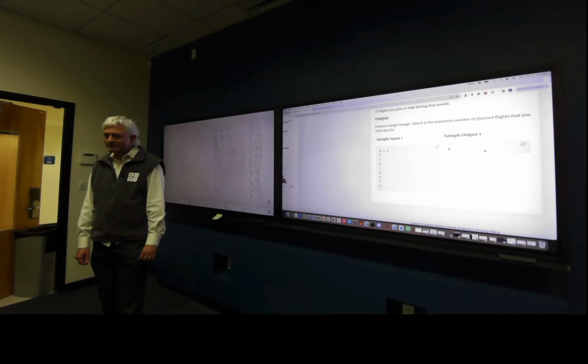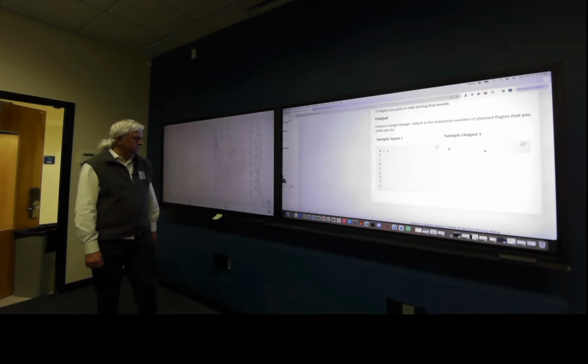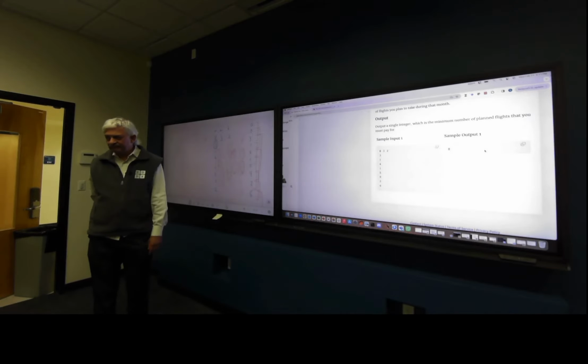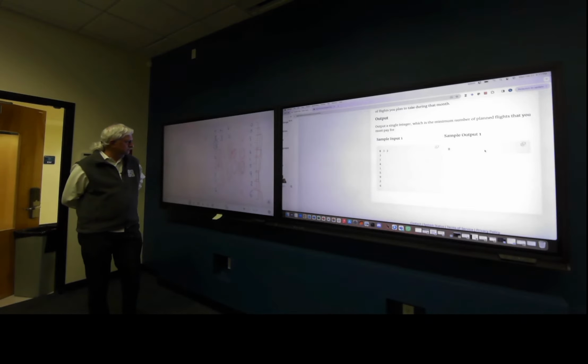Because if you take the bottom 6, you get 2, 2, and then you add up 4 at the end, and it'll give you 8. But that's not the right way to think about the problem. So if you don't read carefully, you end up getting the right answer for the wrong reason.